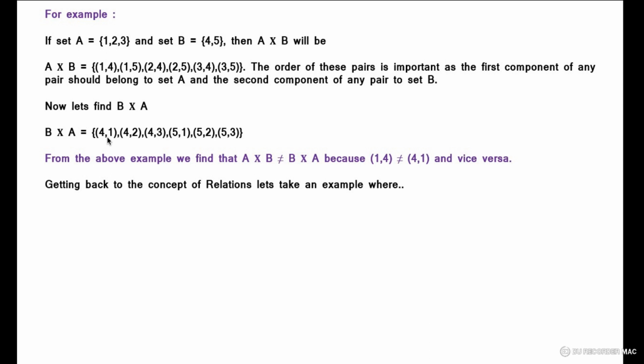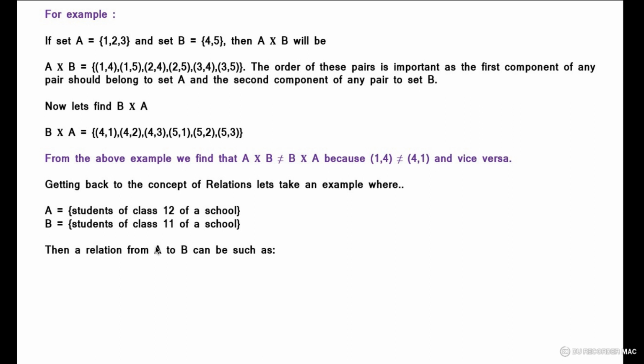Now getting back to the concept of relations, let's take an example where A equals students of class 12 of a school. So you take set A to be the students of class 12 of some school, and you take set B to be the students of class 11 of some school. Then a relation from A to B can be such as what? R1 equals {(a, b) belonging to A cross B, where a is a brother of b}.